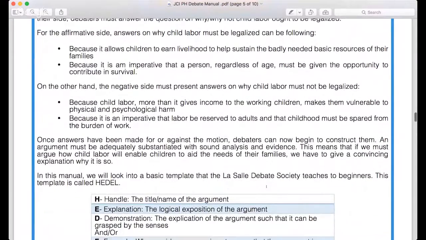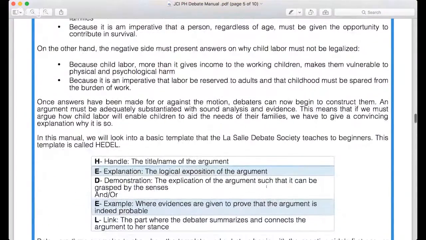This is what we use in the LaSalle Debate Society. We have the Heddle format. The first one would be the handle. It's the name of the argument. It has to be a crisp, precise statement of the name of the argument. What does that mean? It means that you cannot just make a wild claim, or a generic or general claim. For example, in the case of legalization of prostitution, if you say, I want to legalize prostitution because of the benefits, well, you just wasted the time of the adjudicator and everyone who's listening, because obviously you would want to legalize prostitution because of benefits.